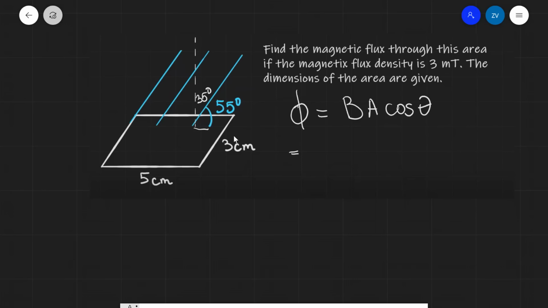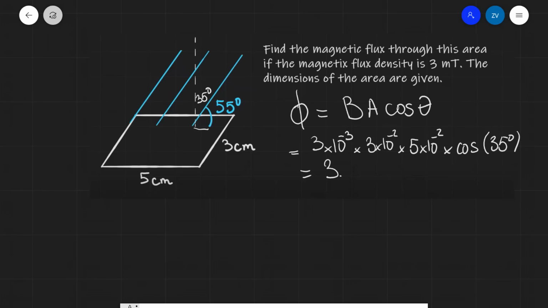B, our magnetic flux density is 3 millitesla, so that's 3 times 10 to the power minus 3. Our area is 3 centimeters by 5 centimeters, so it's going to be 3 centimeters is 3 times 10 to the power minus 2 multiplied by 5 times 10 to the power minus 2, so this together is our area, multiplied by the cosine of 35 degrees. Putting that into a calculator, we are going to get 3.7 times 10 to the power of minus 6 Webers.